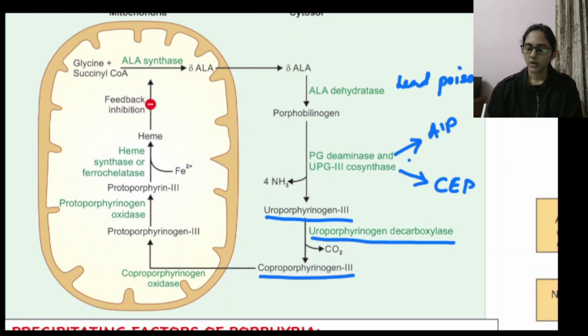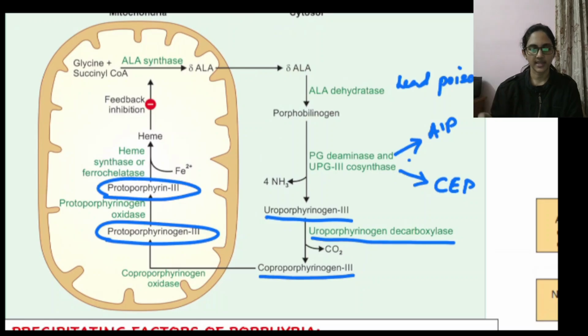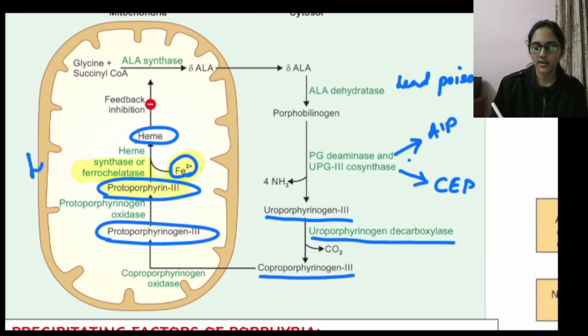So now coproporphyrinogen 3 will enter into your mitochondria again, and with the help of a series of enzymes, you get protoporphyrinogen 3, protoporphyrin 3. Finally, you get heme. So protoporphyrin 3 combines with iron to form heme. Yes, remember this. And what is the other thing that you should remember in case of ferrochelatase? That is also inhibited by your lead poisoning. Yes, it's also inhibited by your lead poisoning.